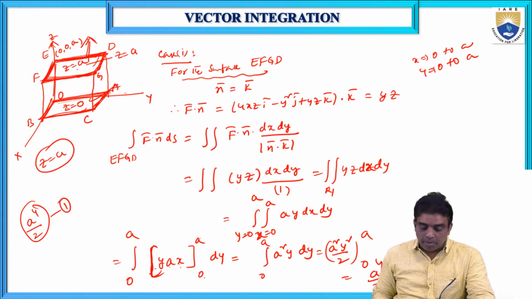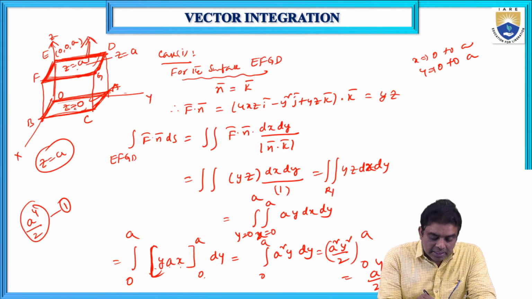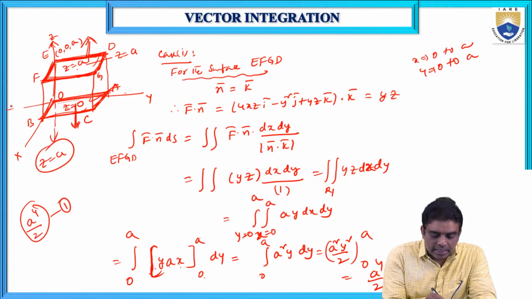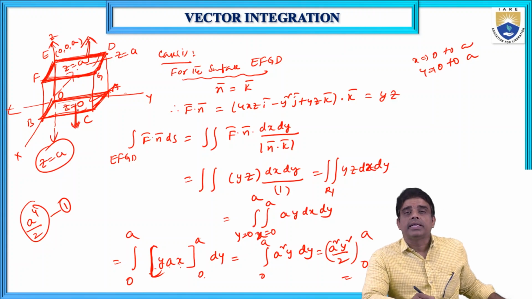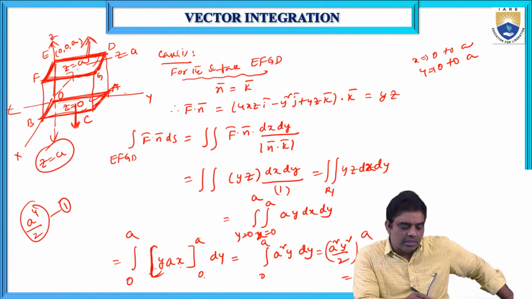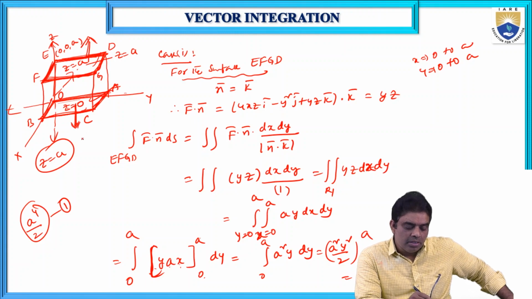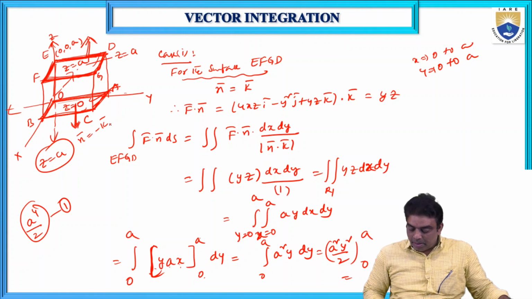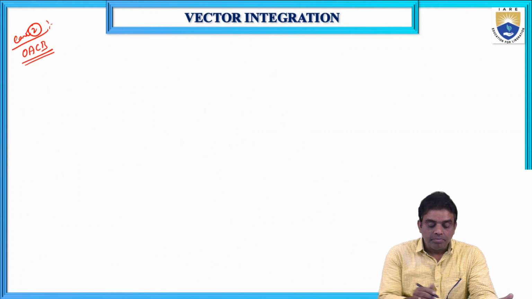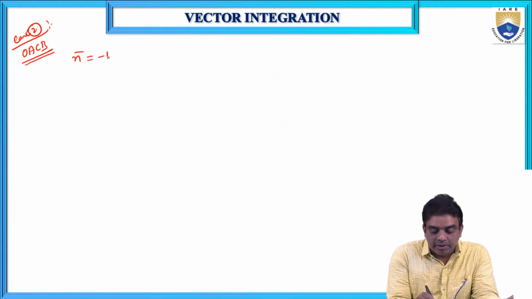So what is the outward normal vector? The outward normal vector for this surface is in the direction of negative z-axis. On extending this, you will get the negative y-axis, negative x-axis, and negative z-axis. The outward normal vector of this plane will be in the direction of negative z. That means the outward normal vector n cap is equal to minus k bar. Am I right? So minus k bar.